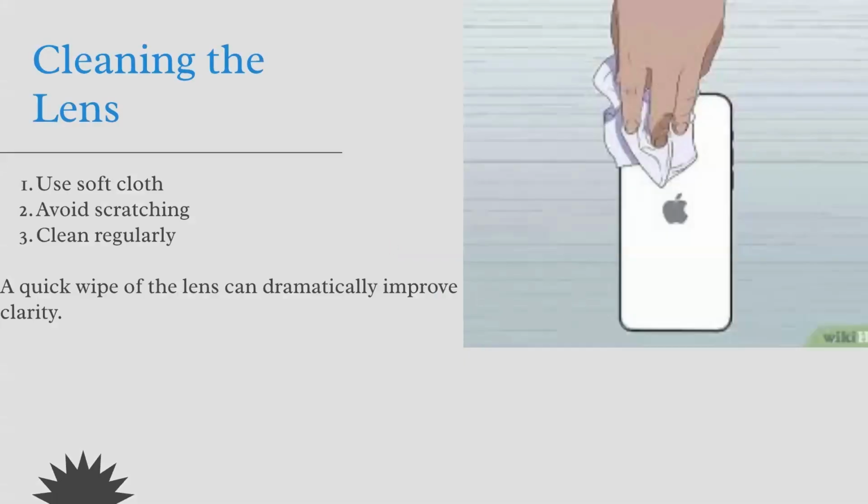Next, we have cleaning the lens. So you want to use a soft cloth and also avoid scratching the lens. And you also want to clean regularly. A quick wipe of the lens can dramatically improve clarity. So if you haven't cleaned your camera lens in a while, I'd highly recommend doing that. It's going to make your photos less hazy sometimes and just look better in general.